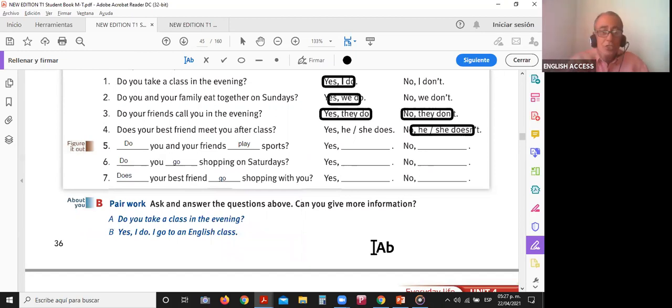Because in affirmative, we change the verb, only affirmative. Negative, no change. Questions, no change. We don't change the verb in questions. Only in affirmative. We have the auxiliary. So take a look at the example here in number 4. Can you see number 4? It says, does your best friend meet? It doesn't say meets. Only meet. Okay? Questions, we don't change the verb.